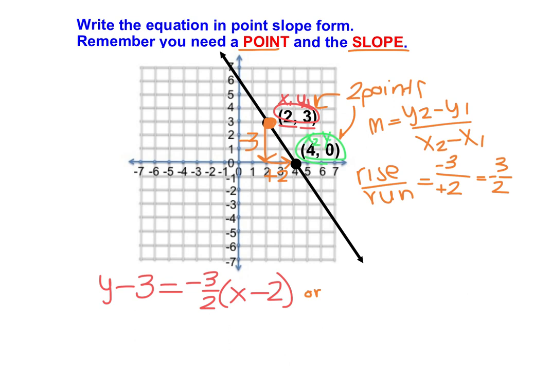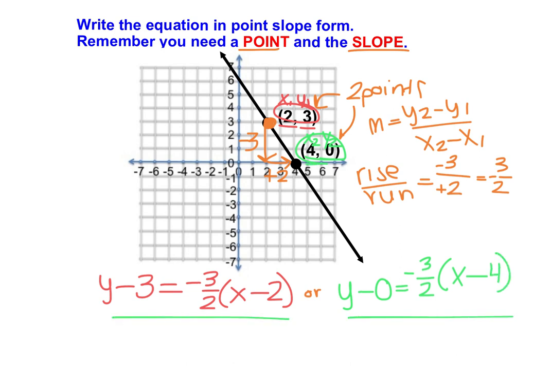Now if you picked the other point, which I circled here in green, we'll call that x2 and y2. So our option here would be y minus our y-coordinate, which is 0, is equal to our slope, which is negative 3 over 2, times, in parentheses, x minus our x-coordinate, which is 4. So again, remember, either one of these answers will work as the equation of this line in point-slope form.